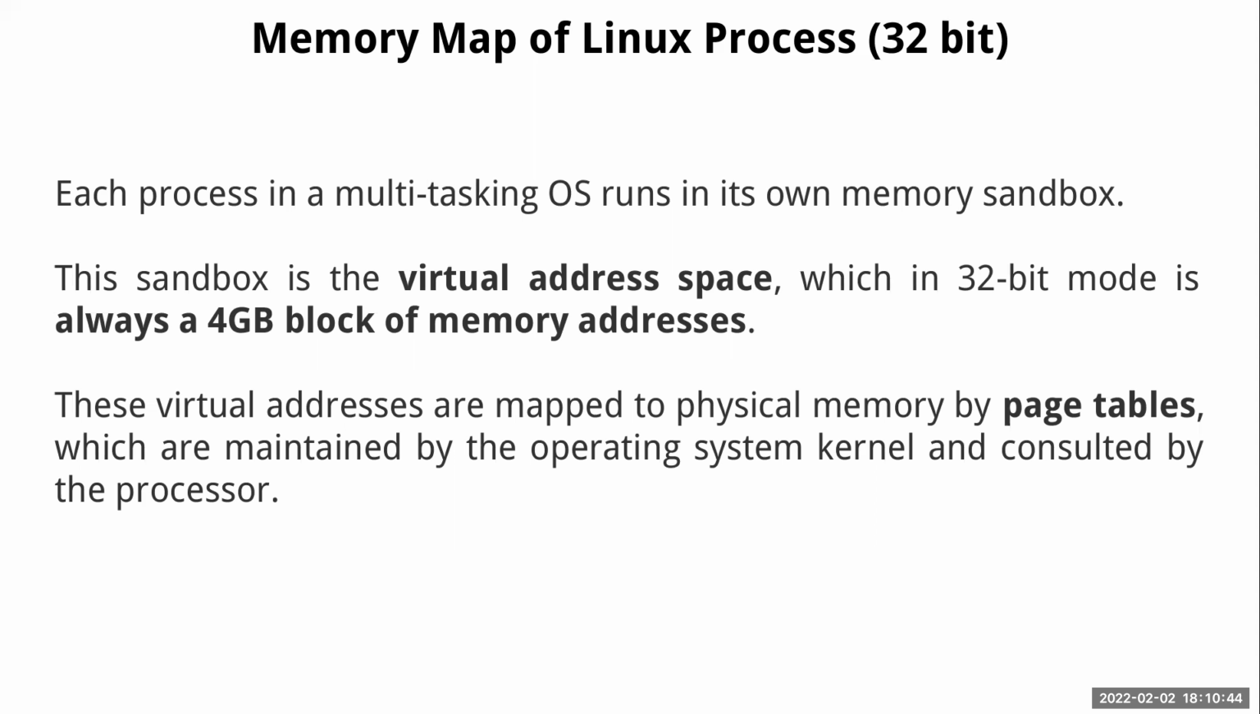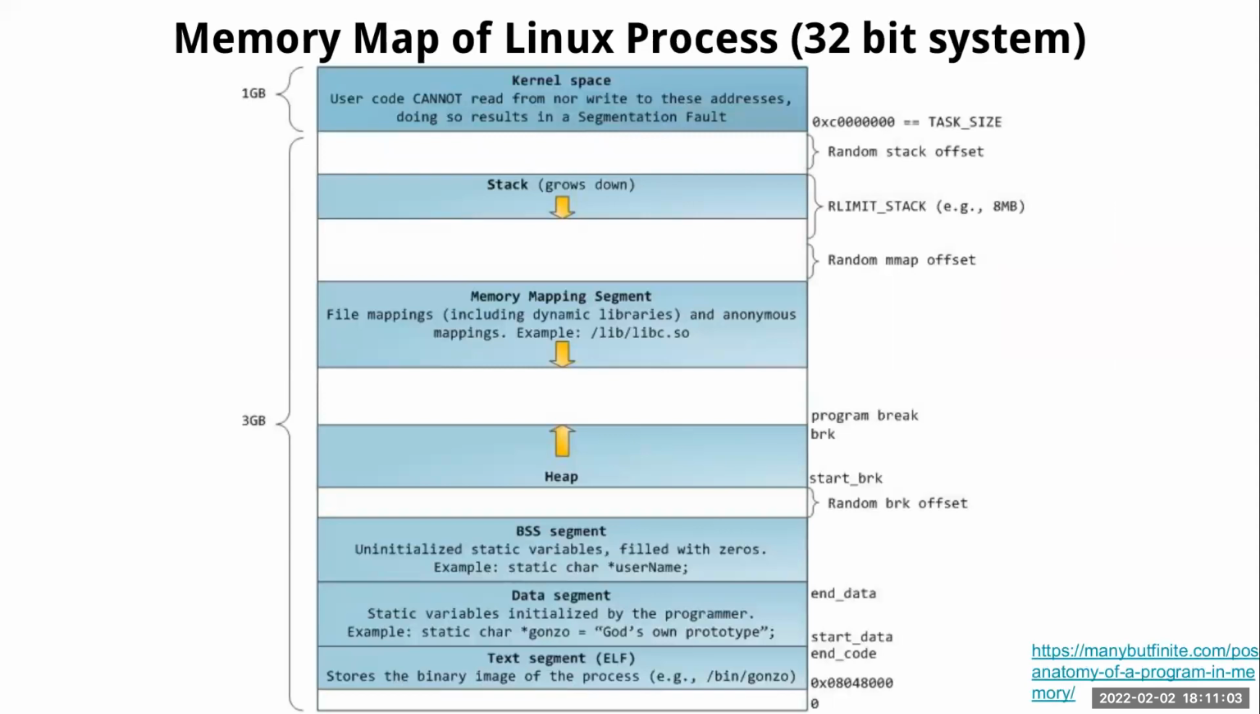Those virtual addresses are mapped to physical addresses by page tables, and page tables are maintained by the operating system. The operating system also uses the MMU, a memory management unit, which is part of the CPU, to do that translation. So this is an example memory map. Things have been changing a lot.